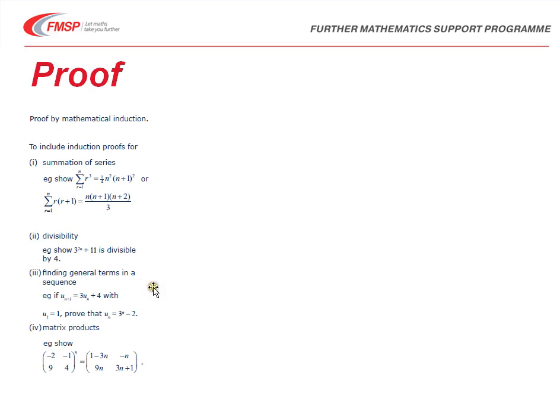The third type is finding general terms of sequences, so proving that a particular sequence of numbers is produced by a given formula. And then questions involving matrices. If you're familiar with the multiplication of matrices, then we can look at some particular questions proving things about matrices with induction.